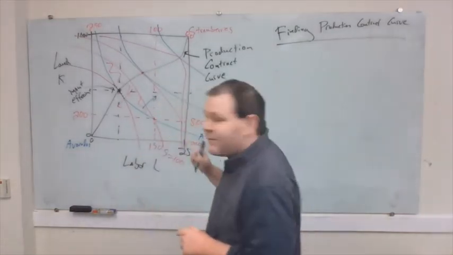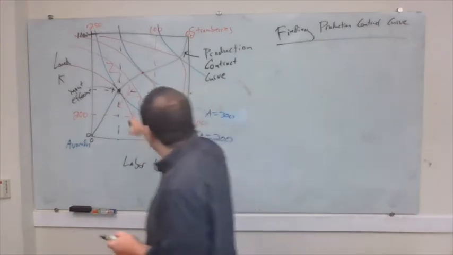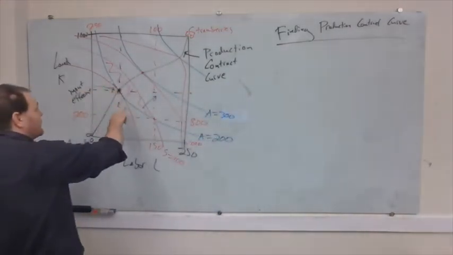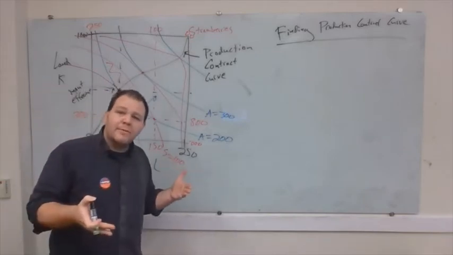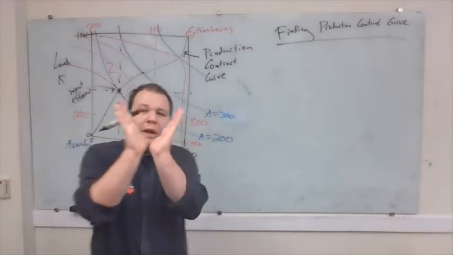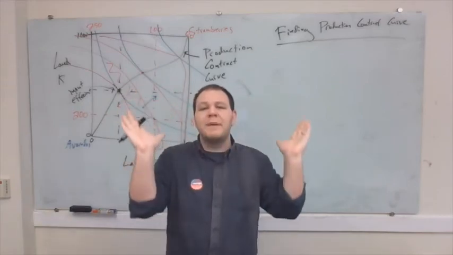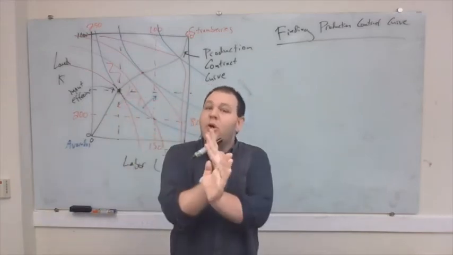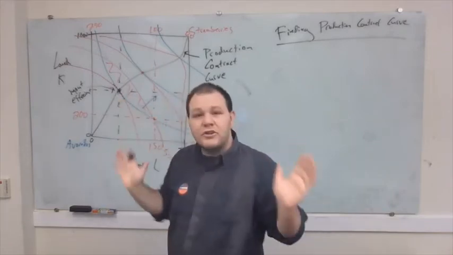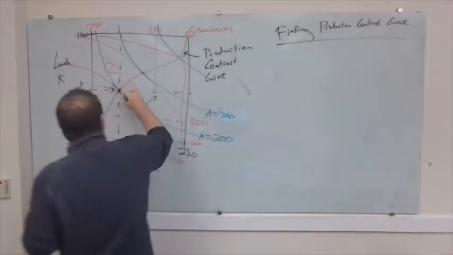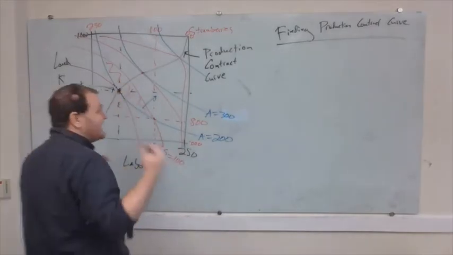So the way that we're going to figure this out is by remembering that the way we found our production contract curve, our conceptual answer to how to find it, is that we've got to figure out all the points where we've got two isoquants that just barely kiss each other and don't overlap at all. The only way that we're going to have two isoquants that just barely touch and don't overlap at all is if the slope of those two isoquants is identical.